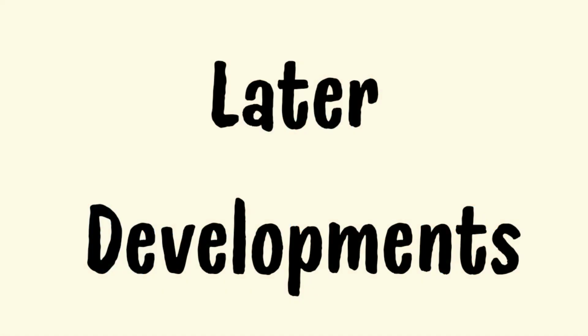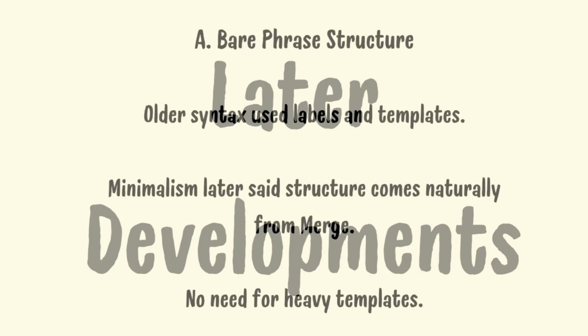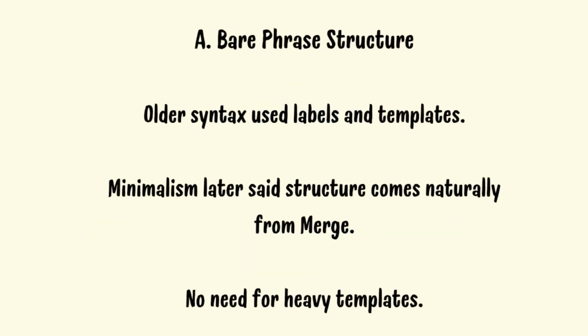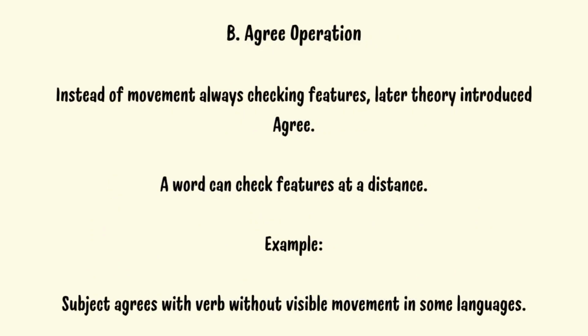Later developments. Minimalism continued changing. Bare phrase structure. Older syntax used labels and templates. Minimalism later said structure comes naturally from merge. No need for heavy templates. Agree operation. Instead of movement always checking features, later theory introduced agree. A word can check features at a distance. Example. Subject agrees with verb without visible movement in some languages.